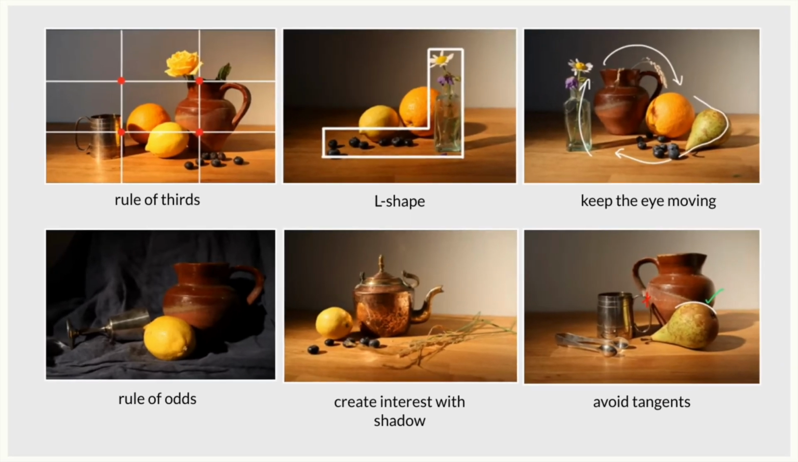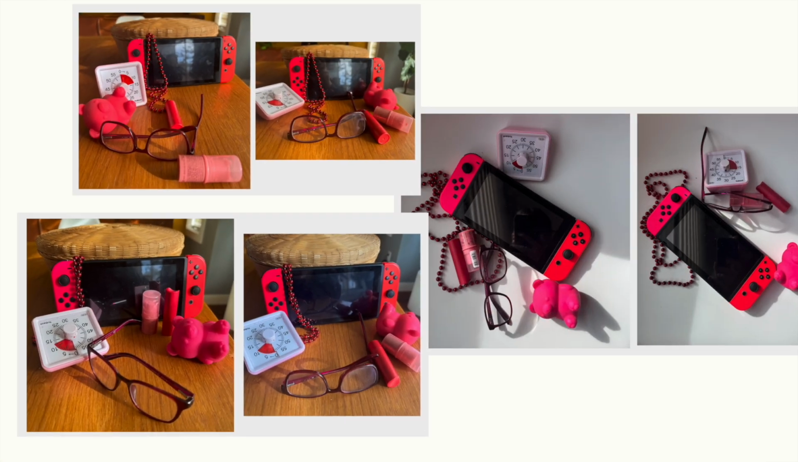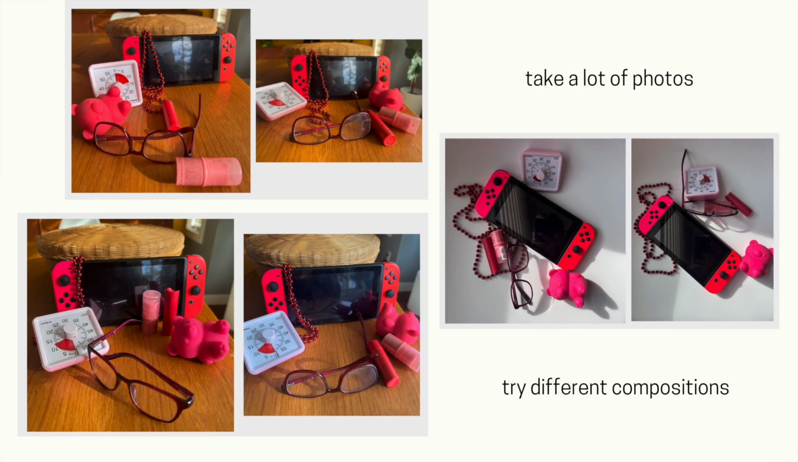We talked about these compositional rules when you're taking your photos, so try to keep these in mind. And then take a lot of different photos. This is only a few of the photos that I took. Try some different compositions as well. As you can see in these images, I had something really specific in mind. So my compositions are not that different, but just try something different.